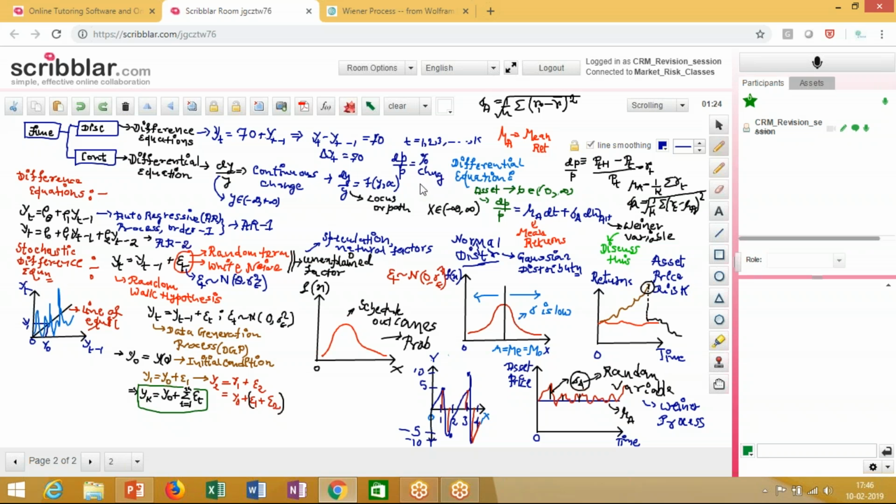This is the percentage change in price. And how do we define the percentage change in price for an asset? It is nothing but the returns from that asset, right? So dP by P is nothing but the continuous time volatility, right? So it talks about the percentage change in the price of an asset. What are the most determining factors behind this asset price or the percentage change in price?